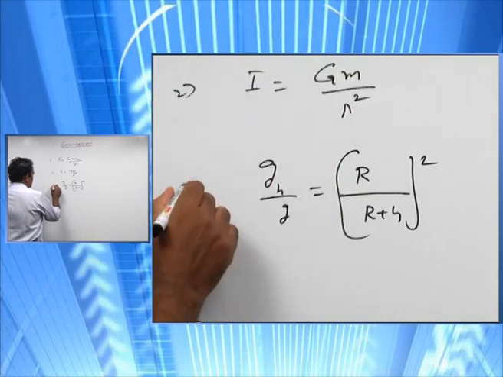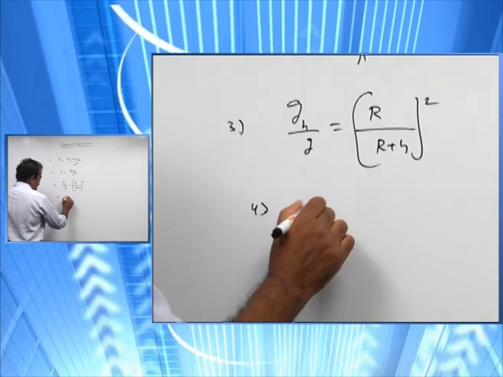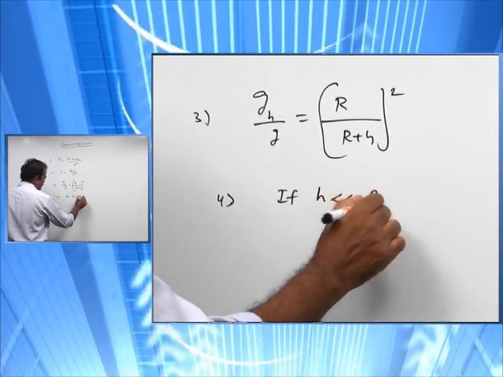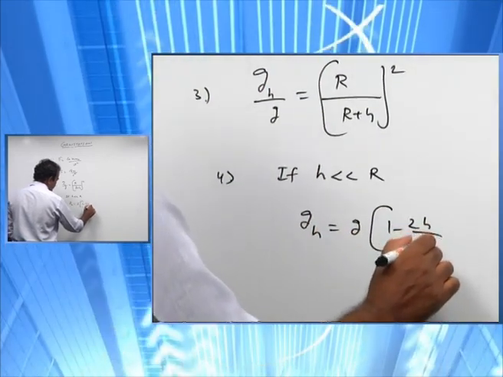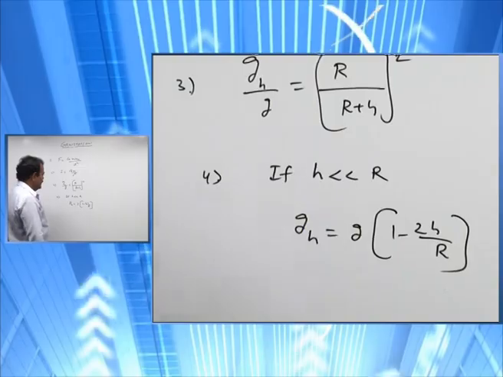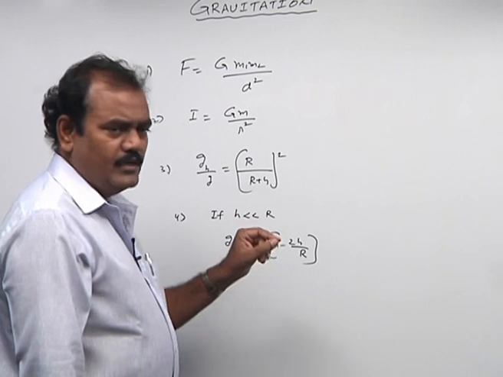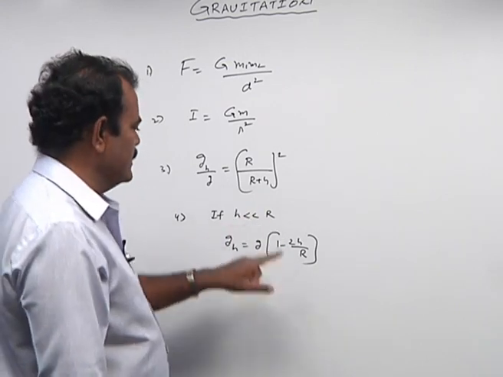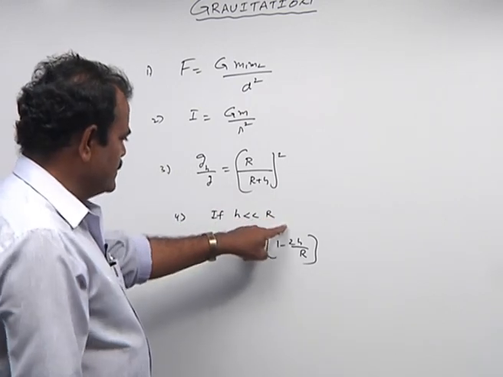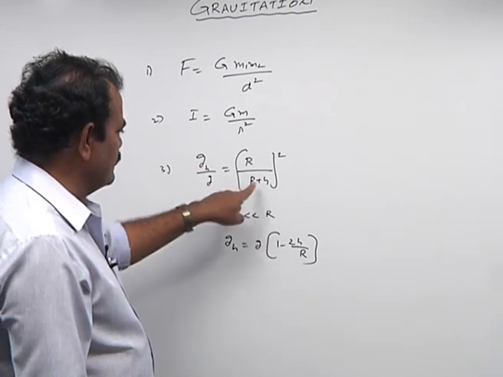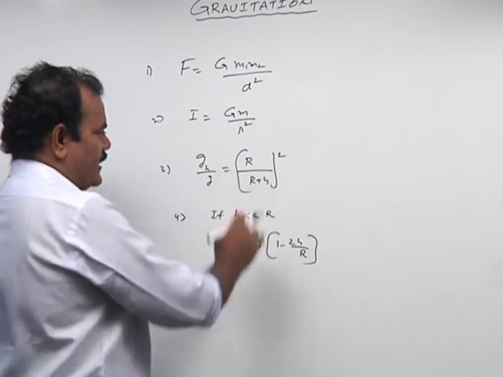So that is the first one, and thereafter if h is less than R, in that case g_h is equal to small g into 1 minus 2h by r after the application of binomial expansion. But this is the accurate formula, and that is the approximate formula only. So this formula is to be taken only when h is very small when compared to the radius of the earth; otherwise it is highly difficult to find that value, as I already gave an example.